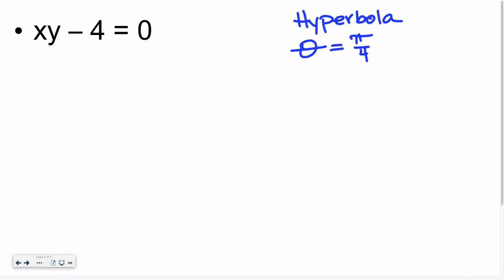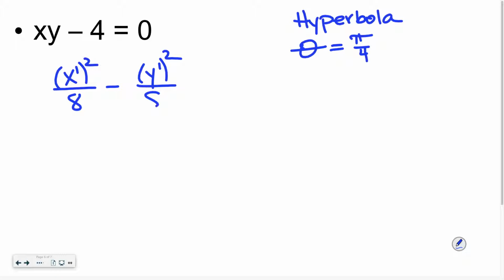This one wasn't that bad. No, this one was fine. Okay, what did we end up with? X prime squared over 8 minus y prime squared over 8 equals 1. Okay.